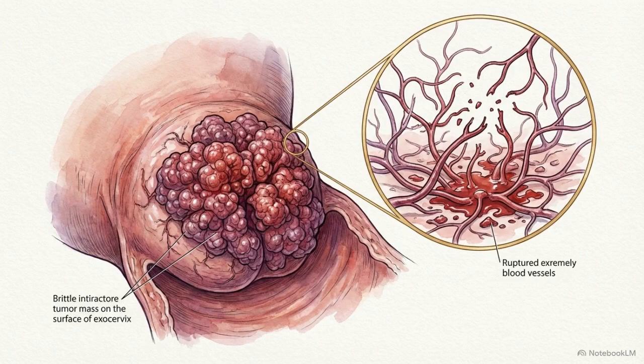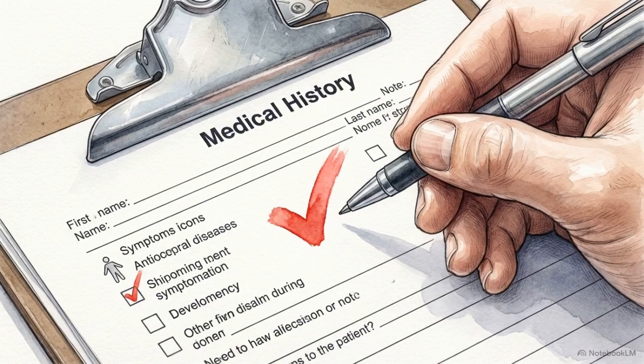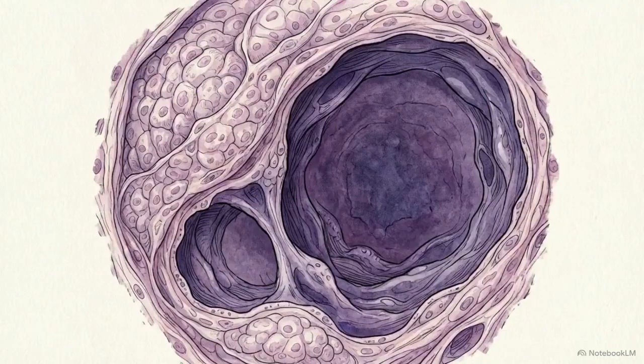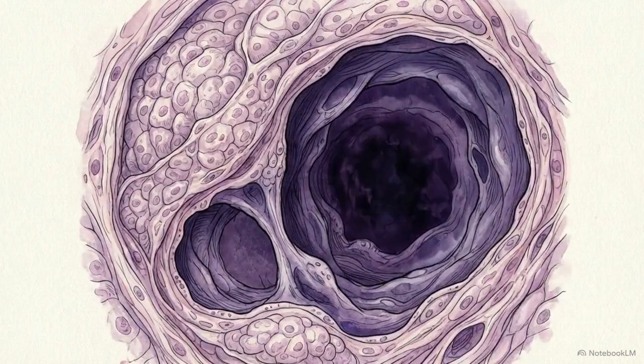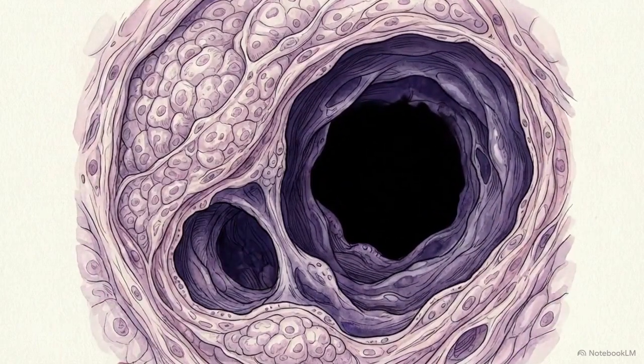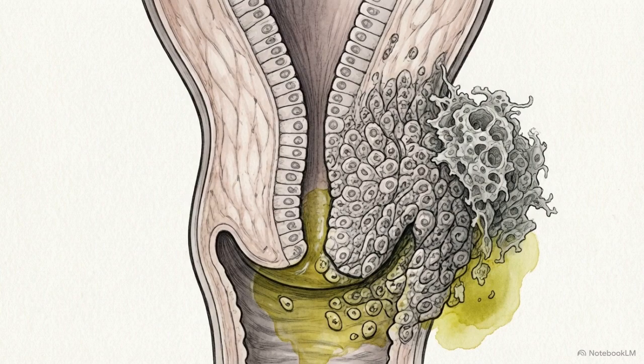The exophytic, friable tumor mass is physically traumatized during intercourse, which mechanically ruptures the weak, unsupported vascular network. Clinical cervical bleeding represents a direct mechanical failure of tumor-induced angiogenesis. As the disease advances, patients frequently present with an abnormal, malodorous vaginal discharge. This is a result of central necrosis. The tumor's core expands aggressively, outpacing its pathological neovascular supply, resulting in localized ischemic tissue death. This necrotic core sloughs off, mixing with local inflammatory exudate to produce a fetid discharge.